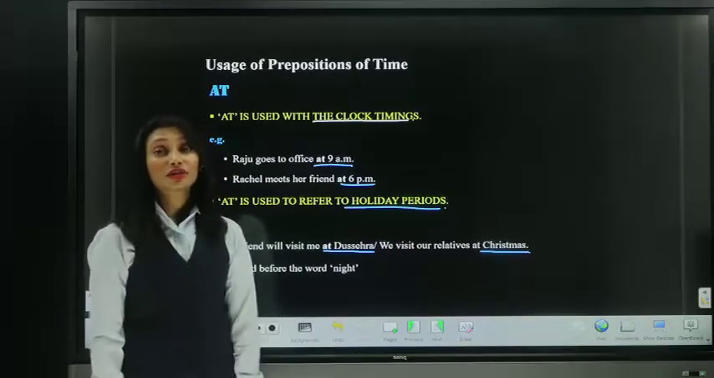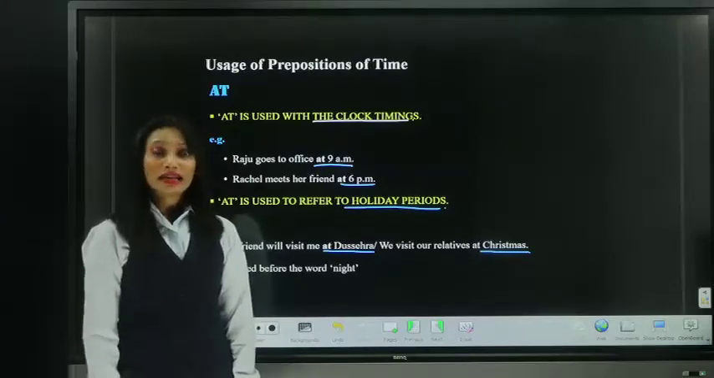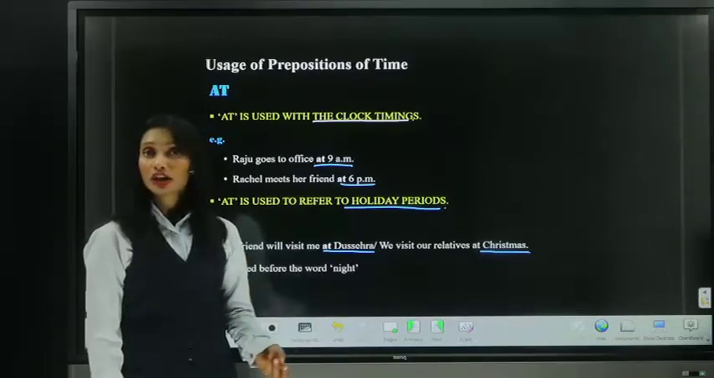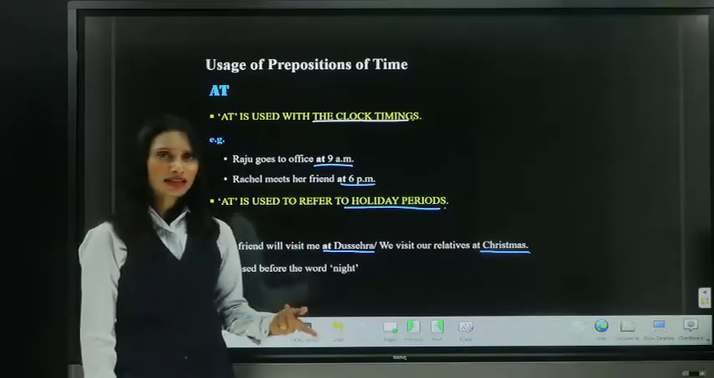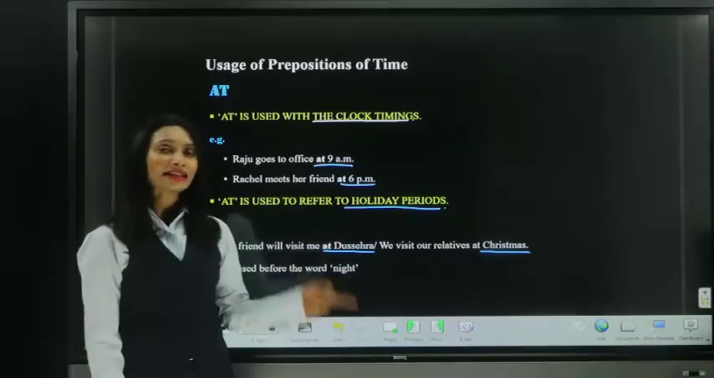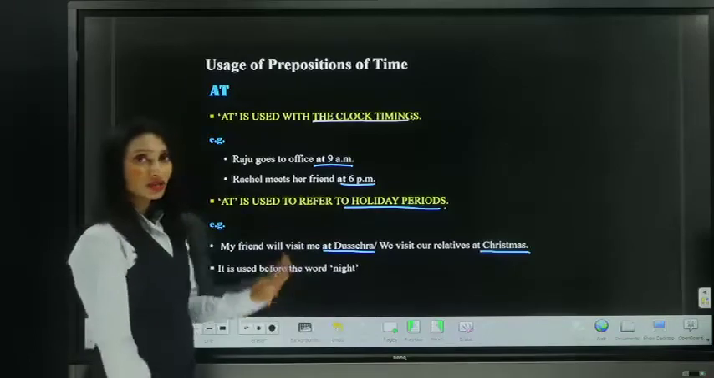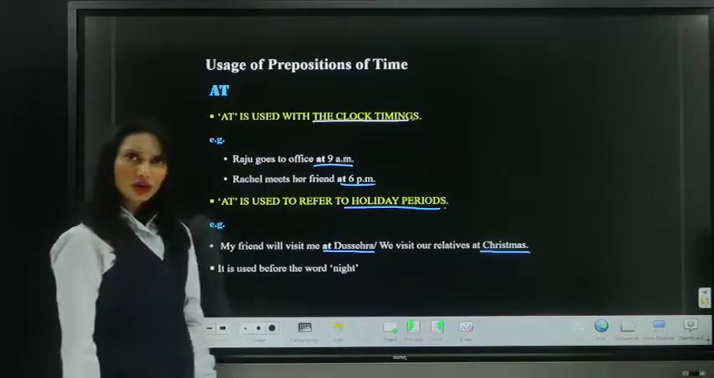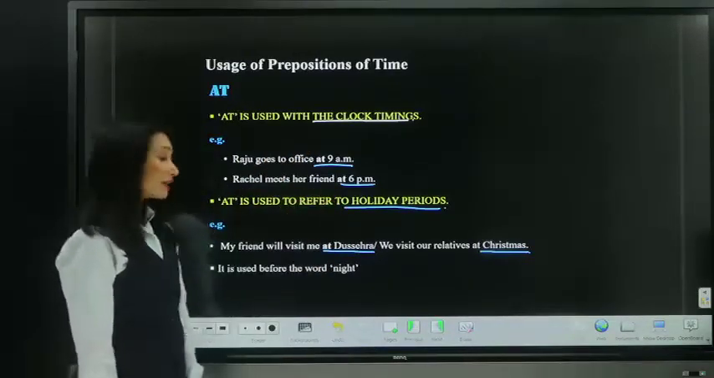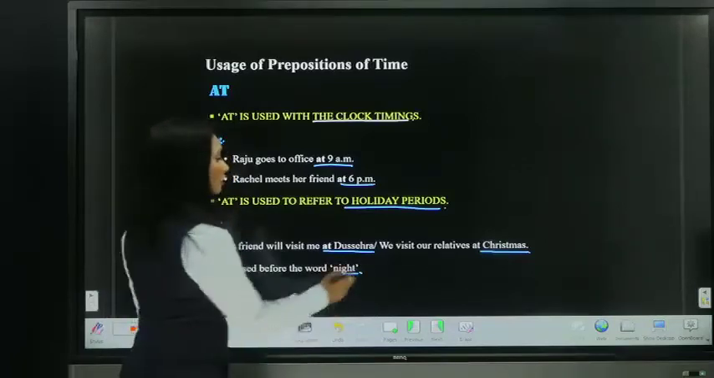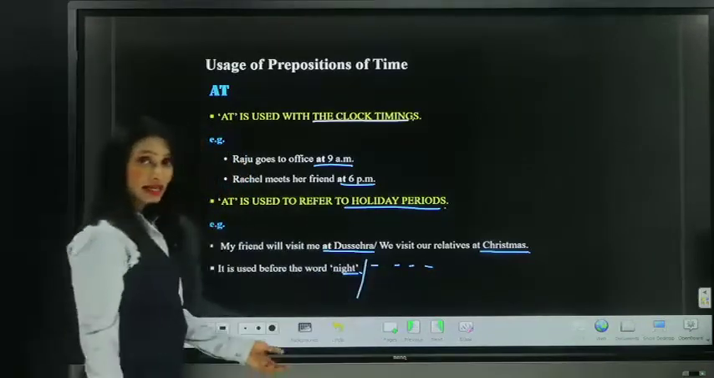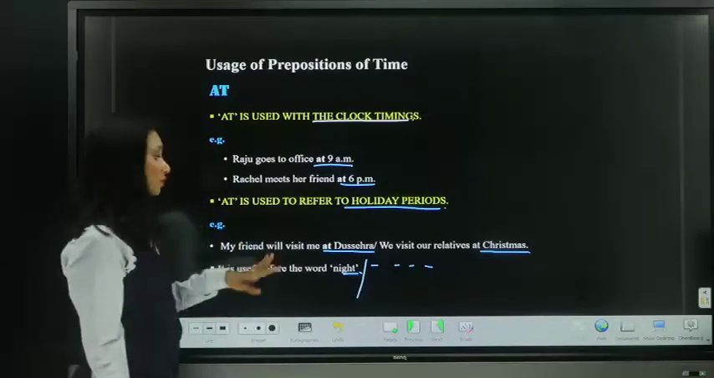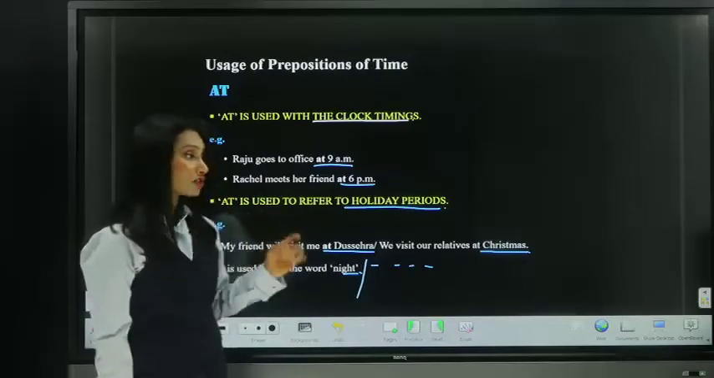Christmas is celebrated all over the world at night. He prays to God every day at sunrise and sunset. At sunrise, at sunset. So these three are the usages of preposition at. First usage, at is used to indicate clock timings. Second one refers to holiday period. Third one, it is also used before words like night, midday, midnight, noon, dawn, dusk, sunrise, sunset. So do remember the three usages of preposition at.